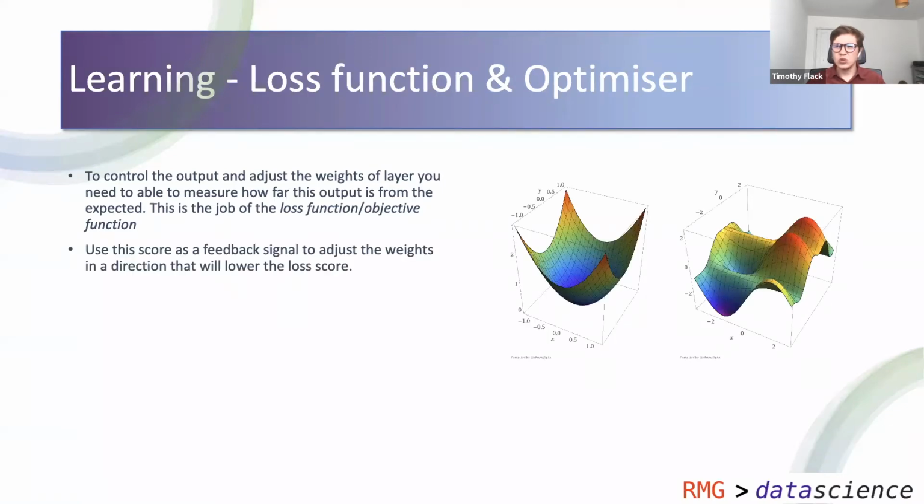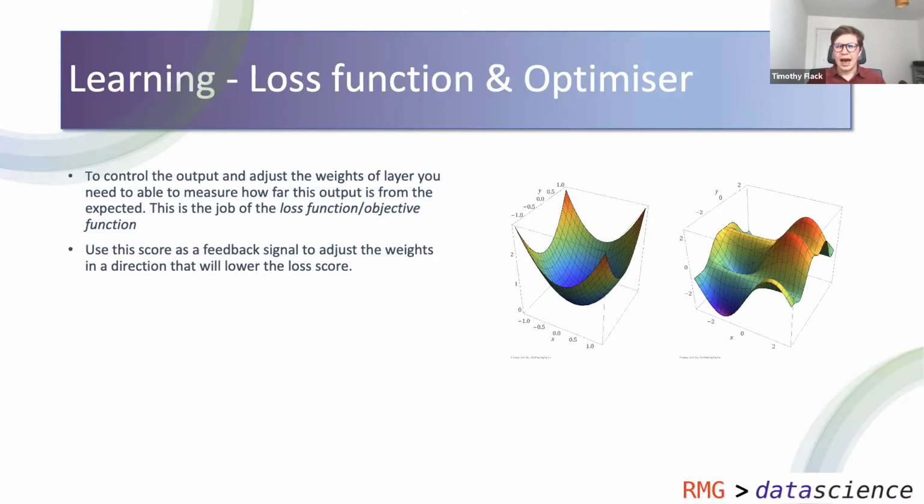We would then use this score from the loss function as a feedback signal to adjust the weights in a direction that will lower the loss score. So the choice of a loss function is usually based on what you're trying to achieve. For example, if I'm trying to do regression, I might choose the mean absolute error loss, or if I'm doing some sort of binary classification, then I might choose the binary cross entropy loss. And we won't go into too much theory as to what loss functions are suitable for what scenarios. That can be found quite easily online or in any sort of reading.